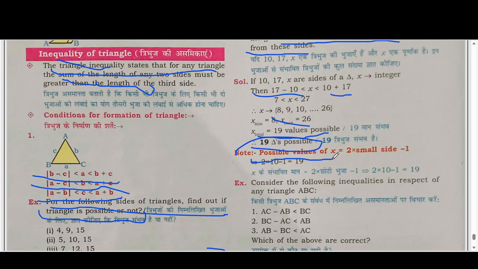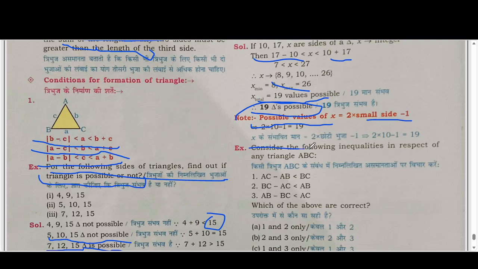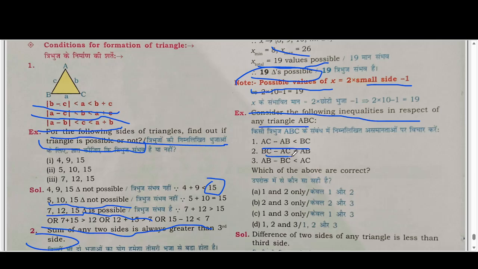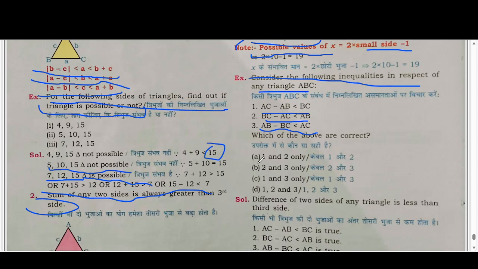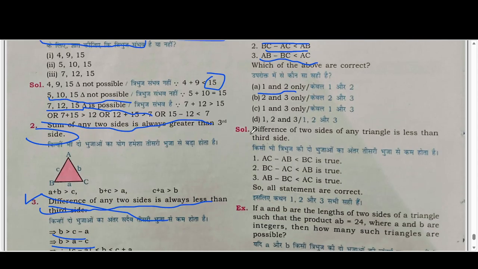Possible values of x lie between the difference and the sum of the two sides, which is 2 times the smaller side minus 1. Consider the following inequality in respect of any triangle: AC minus AB is greater than BC minus AC is greater than AB minus BC. Which of the above are correct? The difference of two sides of any triangle is less than the third side.